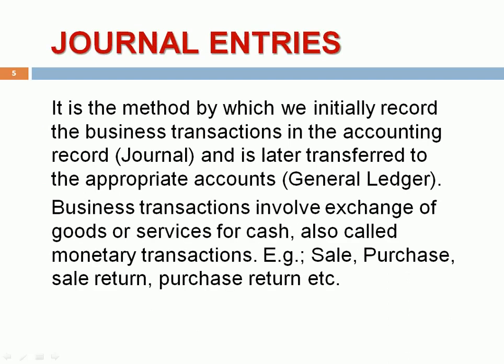It is basically the method by which we initially record the business transactions in the accounting record, which is journal, and is later transferred to the appropriate accounts, journal ledger. Business transactions involve exchange of goods or services for cash, which is also called monetary transactions. For example, sale or purchase, sale return, or purchase return.